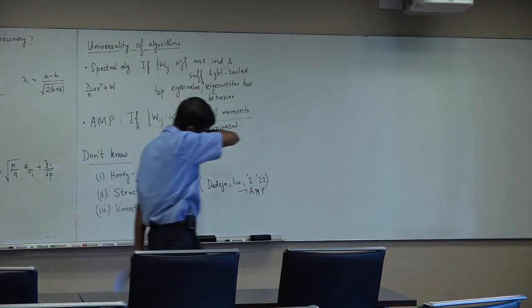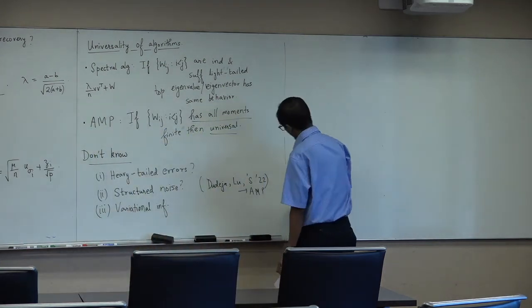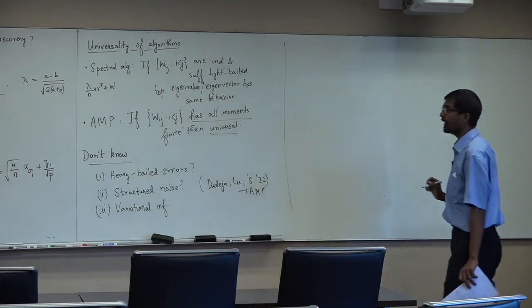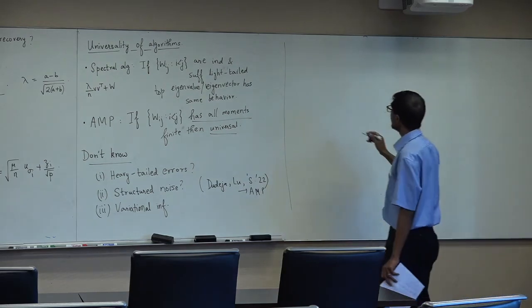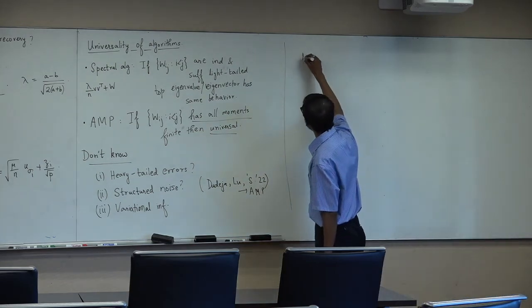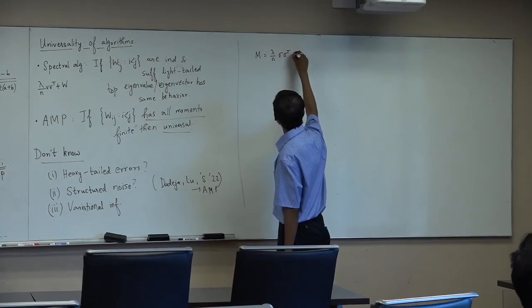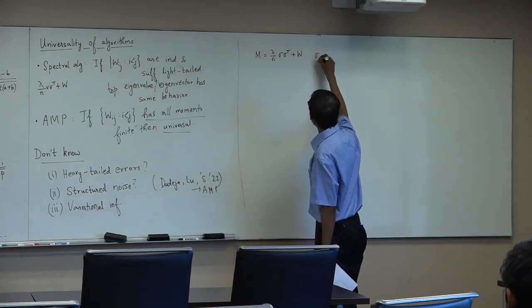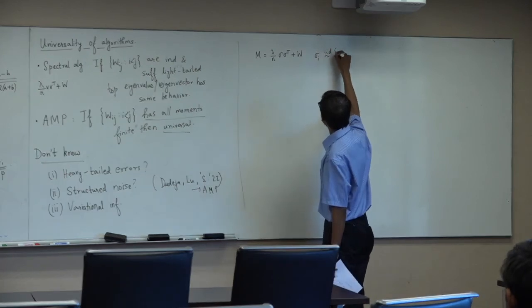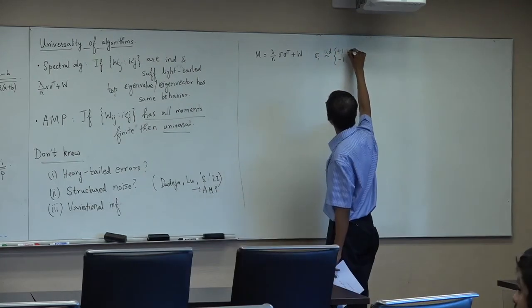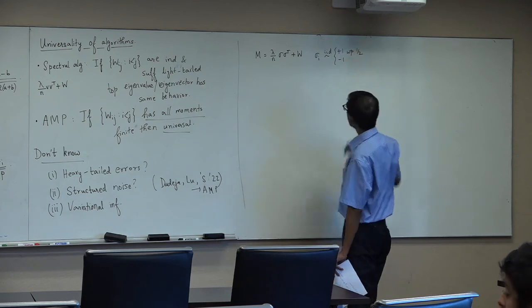So the question is as follows. I have my Z2 synchronization matrix, so it's lambda over n, sigma sigma transpose plus W. The sigma i entries are plus minus 1, right?